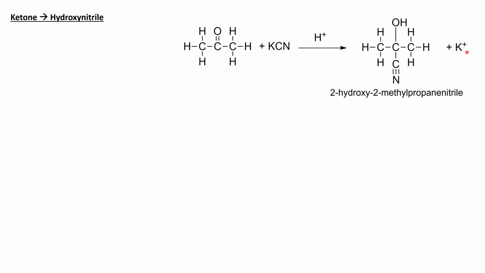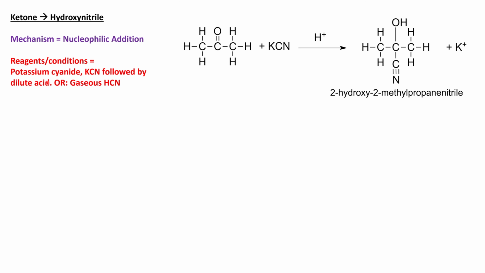I've shown here K+ as a byproduct, but in reality this is going to pair up with whichever counterion your acid has to H+. So if we used hydrochloric acid, this would be potassium chloride as a byproduct. Our mechanism for this reaction is again nucleophilic addition. And the reagents and conditions are again potassium cyanide, KCN, followed by dilute acid or the use of gaseous hydrogen cyanide. Our mechanism is much the same.